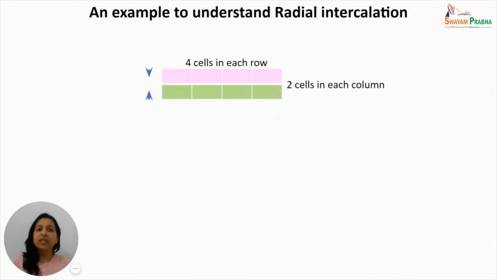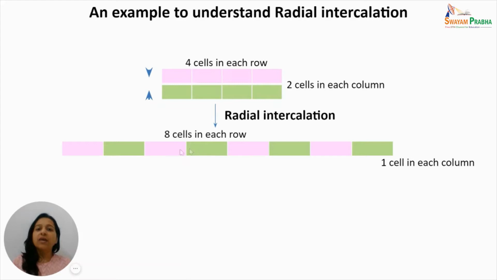The second type of intercalation, the radial intercalation, happens when the cells wedge between two different types of layers. For example, as we see here in this diagram, there are 4 cells in each row and 2 cells in each column. When radial intercalation happens between these two different types of cells, we will have a single row with 8 cells. Now we see that the cells have merged from 2 different layers to form a single layer, and this single layer contains cells from both the different types.